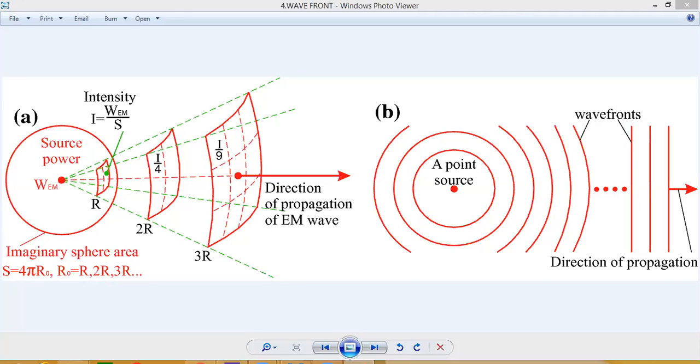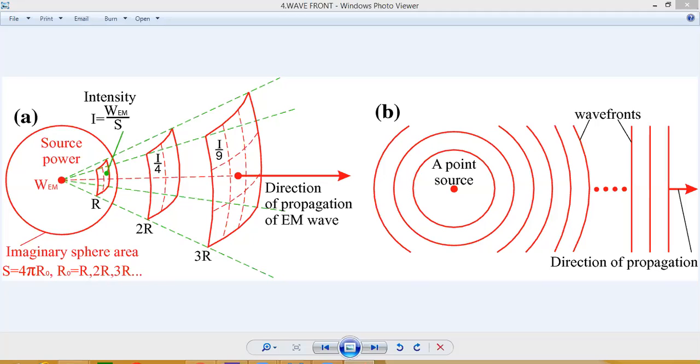So when the wave progresses, the power decreases not due to the attenuation. It is due to the spherical nature of the wavefront. Power reduction occurs due to the spherical nature of the wavefront. In the exam, if they ask, when the wave progresses, why does the received power decrease, and you answer attenuation, that is wrong. It is due to the spherical nature of the wavefront.